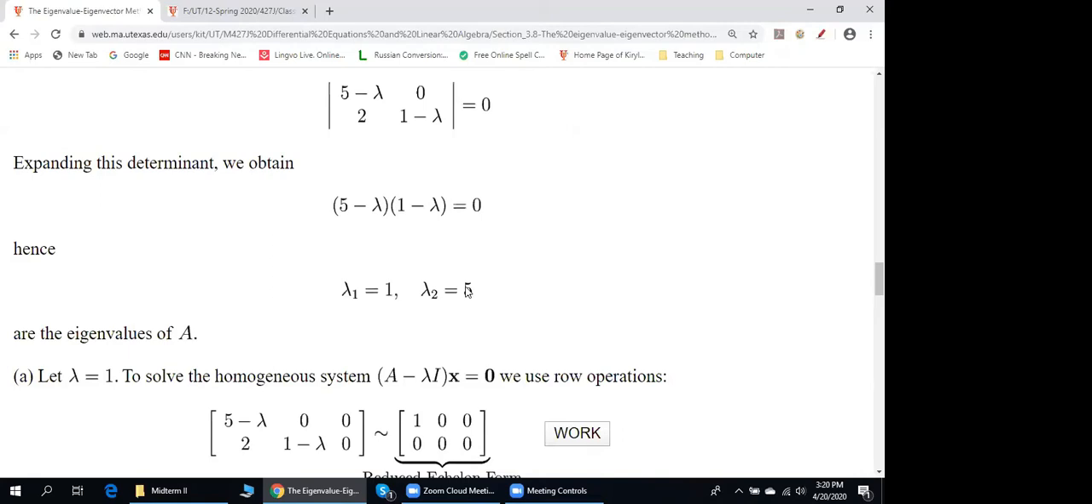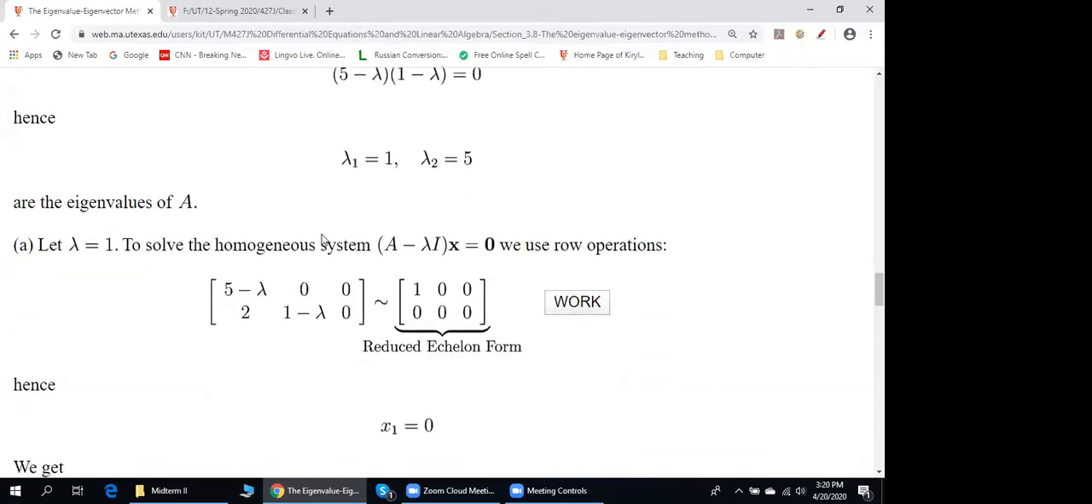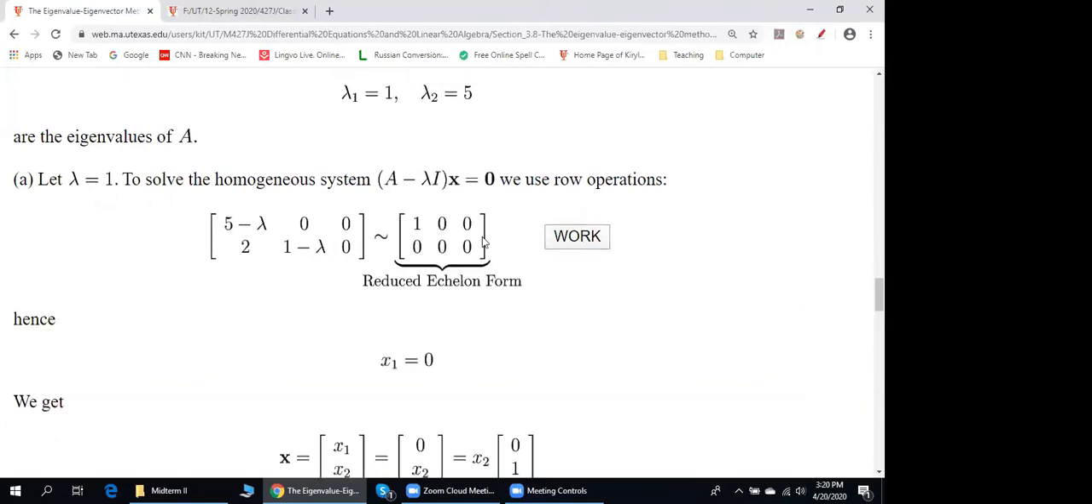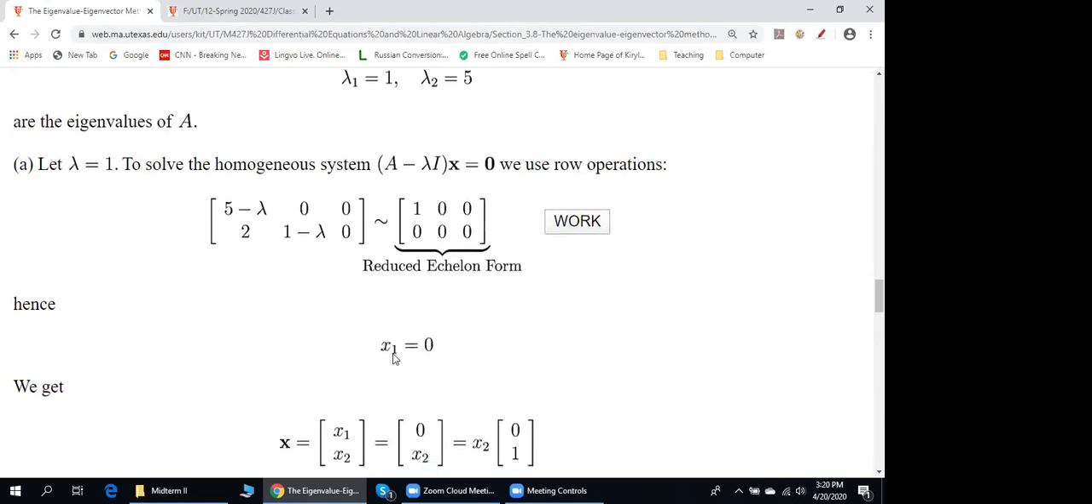These are eigenvalues. For each of these eigenvalues, we find the corresponding eigenspace. Again, we apply the standard procedure. Lambda is equal to 1. Step 1, we write down the corresponding augmented matrix. We replace lambda by 1, and then we apply elementary row operations to come up with the reduced echelon form. We switch to the corresponding equation.